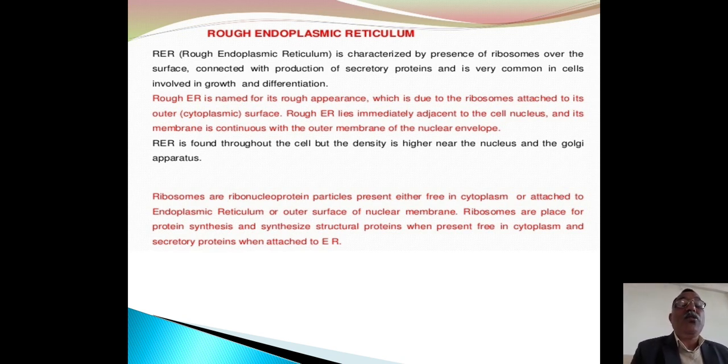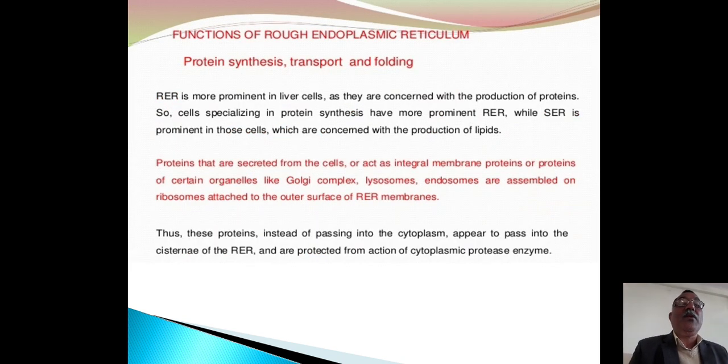Ribosomes are ribonucleoprotein particles present either free in the cytoplasm, attached to the endoplasmic reticulum, or on the outer surface of the nuclear membrane. Ribosomes are the sites for protein synthesis and synthesize structural proteins when present free in the cytoplasm, and secretory proteins when attached to the endoplasmic reticulum. Now we come to the function of the rough endoplasmic reticulum. It is very important because of the presence of ribosomes; they synthesize proteins and help in the transportation and folding of proteins.